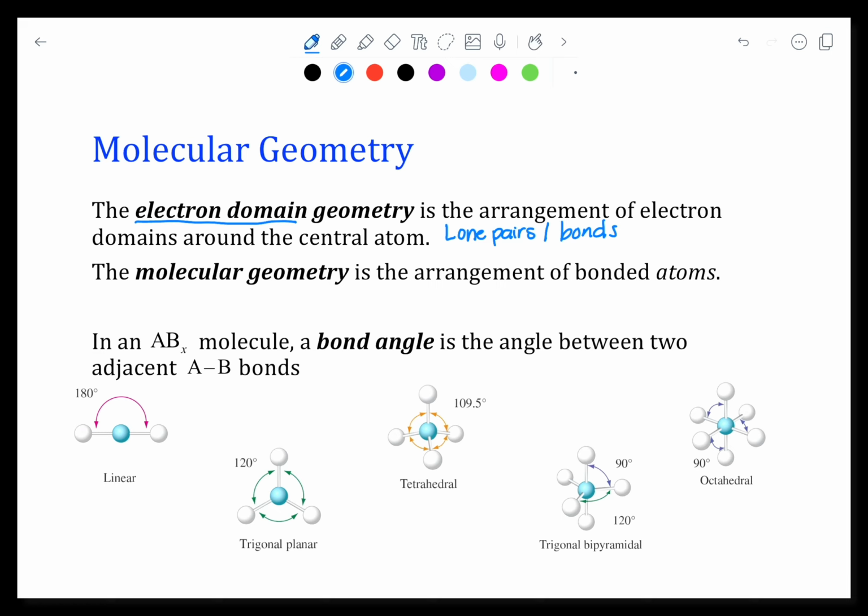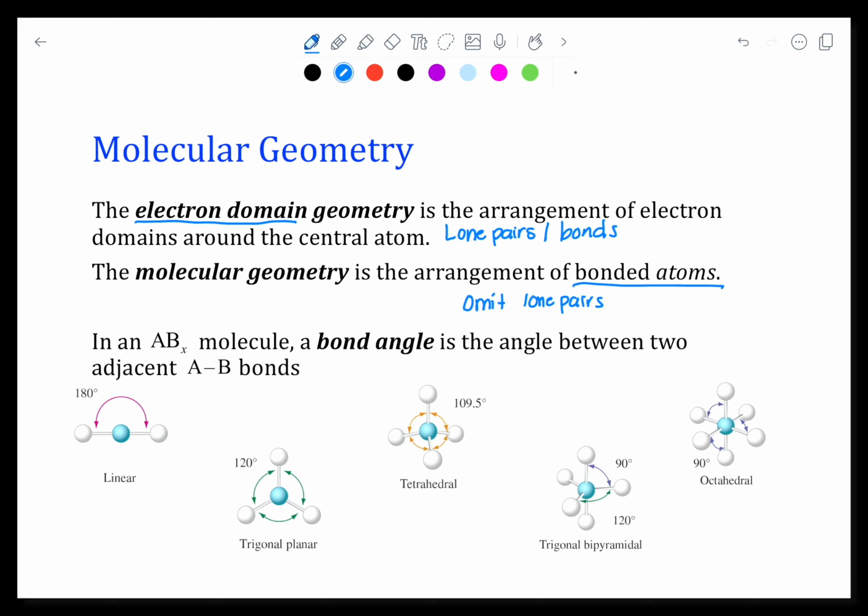Okay, when there's a lone pair on the central atom, that's going to change things a little bit. So another geometry that we look at is the molecular geometry. And this is strictly looking at the arrangement of the bonded atoms. So this is where we omit lone pairs. And as we'll see, even though we're omitting them from determining the geometry, they still play a role in how the angles are calculated. So in an ABX molecule, the bond angle is the angle between two adjacent AB bonds.